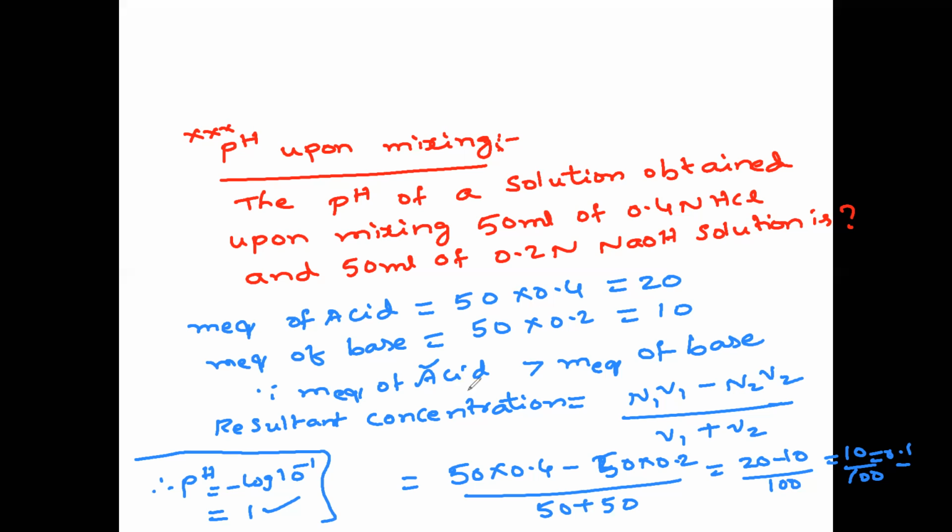As the resultant solution is acidic, we have to take N1 V1 as acid and N2 V2 as base. Suppose if base concentration is more, N1 V1 is base and N2 V2 is acid, divided by V1 plus V2. This is the formula for finding resultant concentration. So the resultant concentration you get is equal to 0.1. So pH is equal to minus log of 10 to the power of minus 1, because 0.1 can be taken as 10 to the power of minus 1. So it is equal to 1. In this way, you have to calculate the answer. It's very, very important. Please note it down.